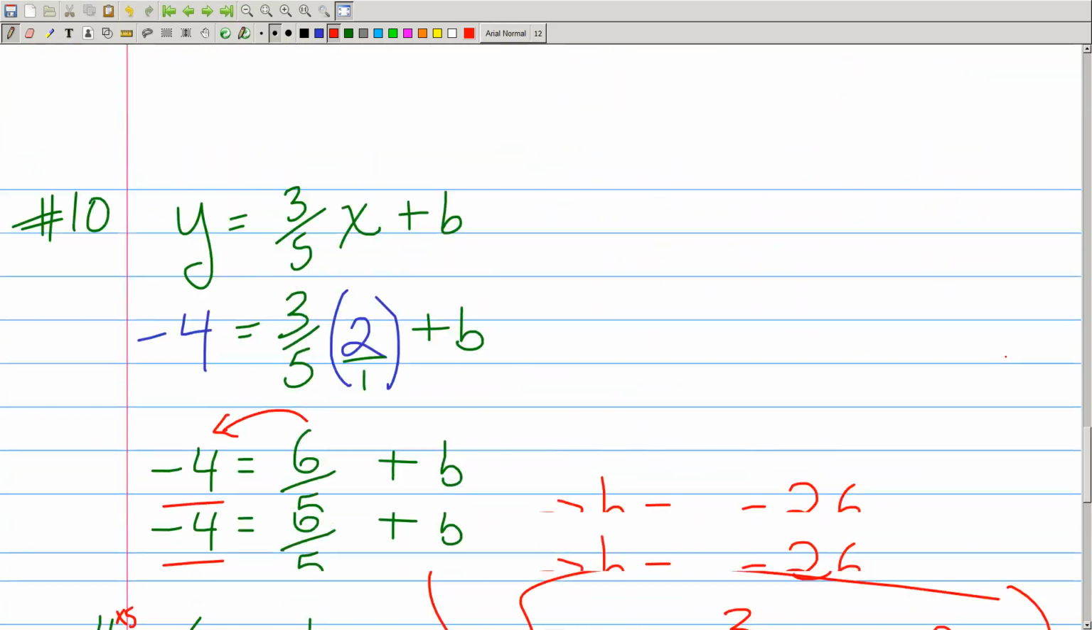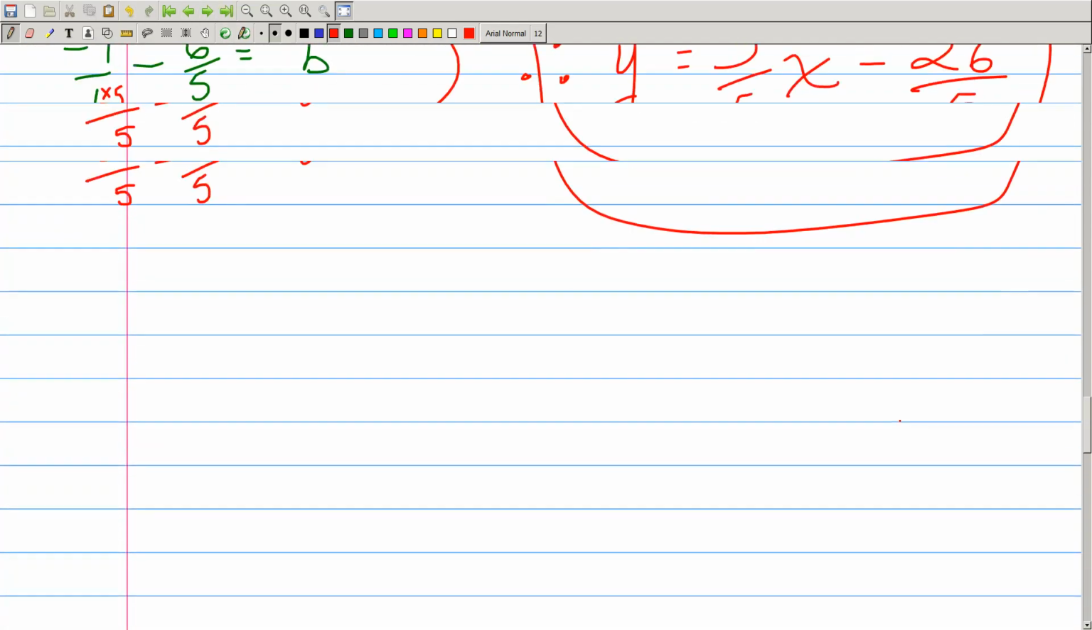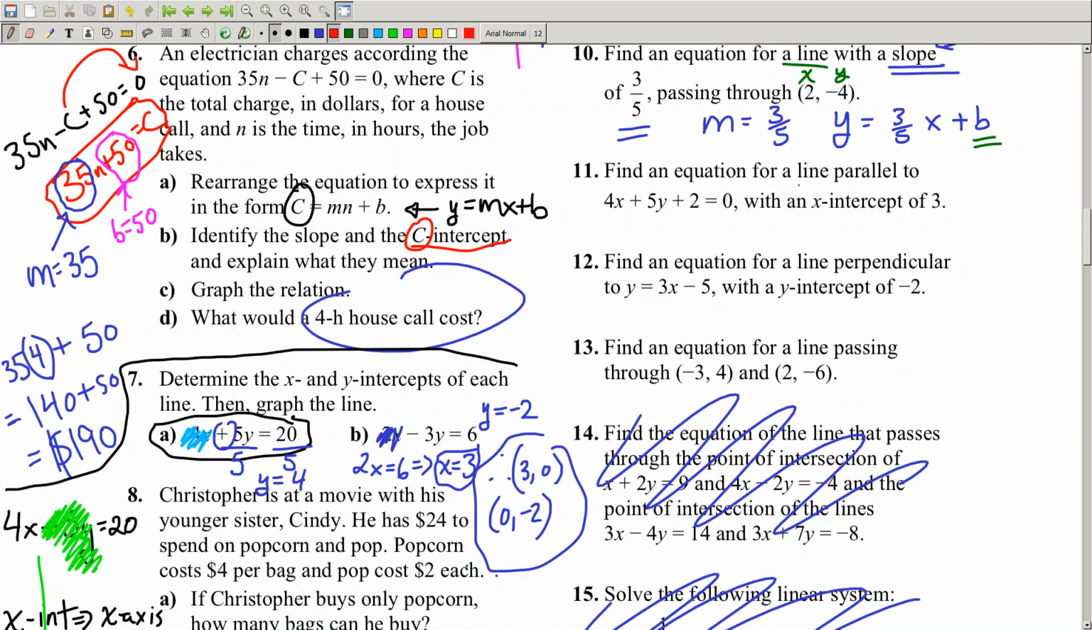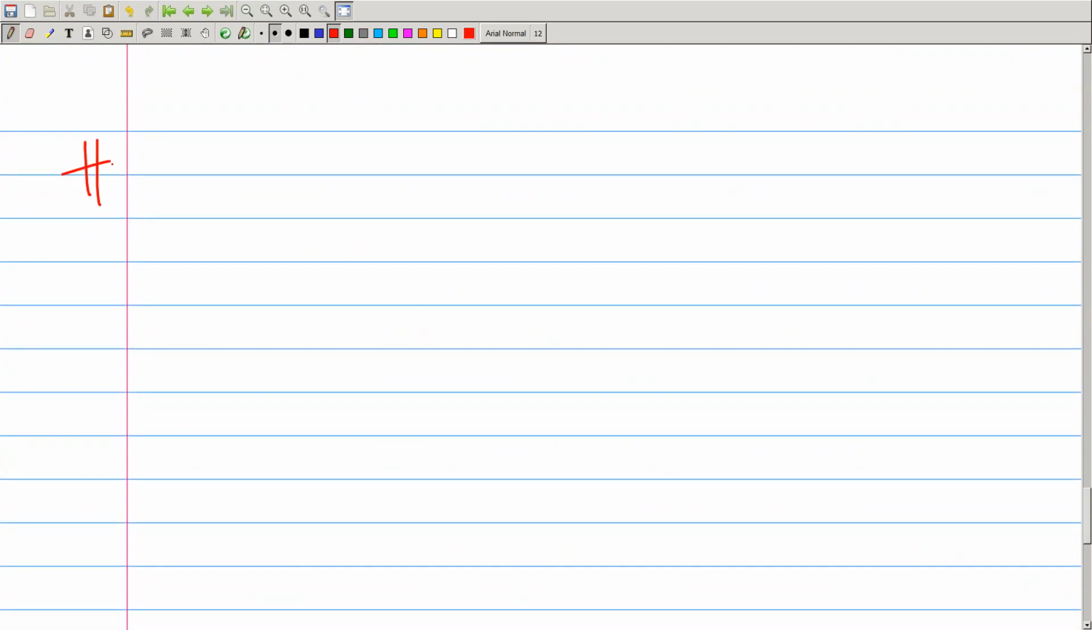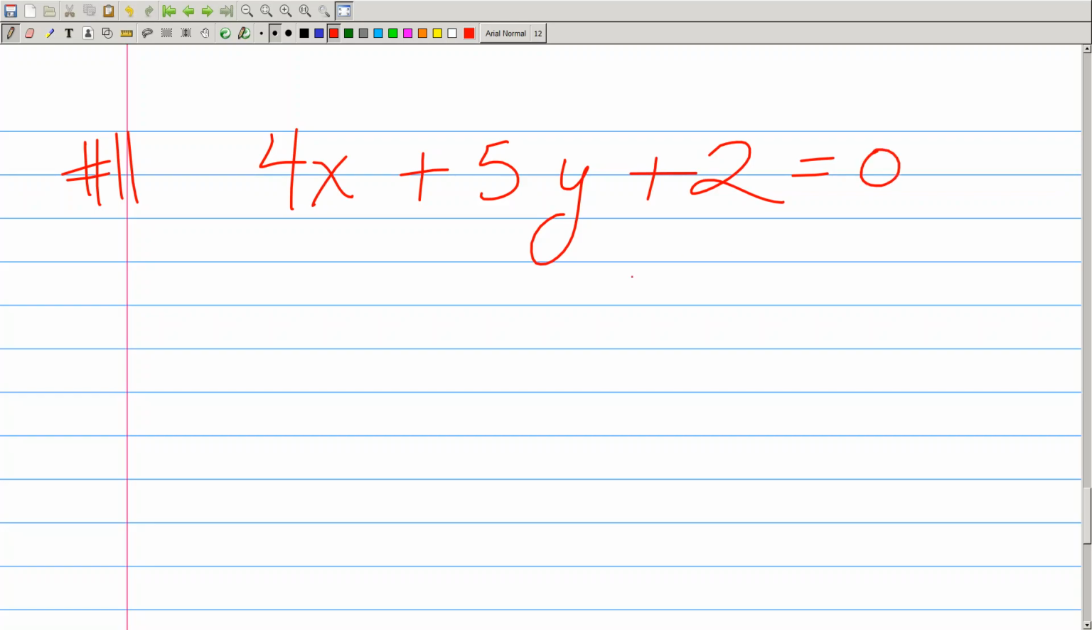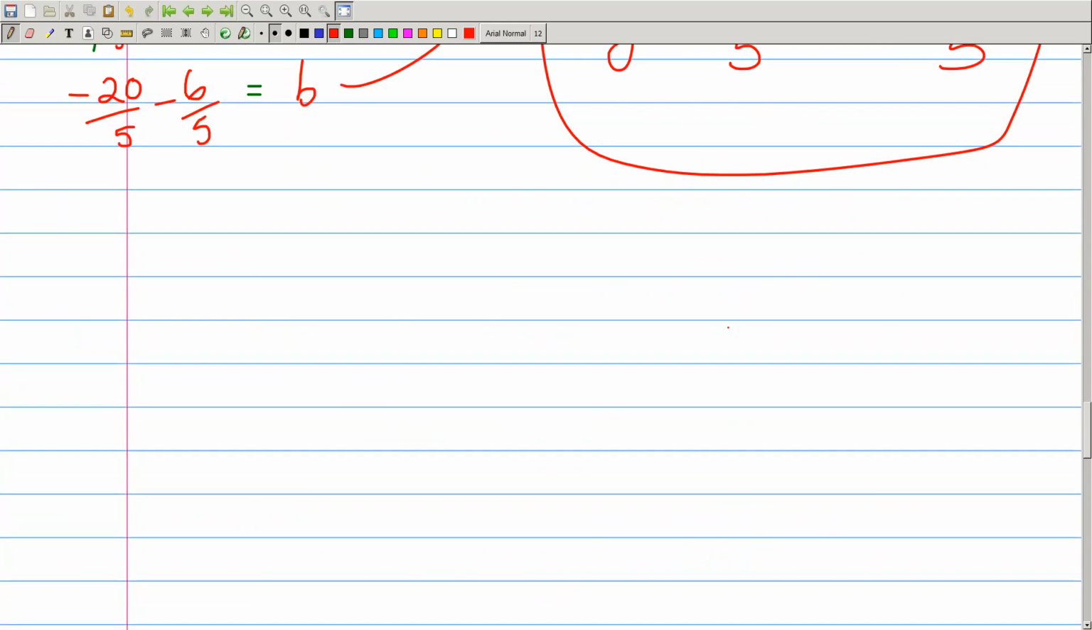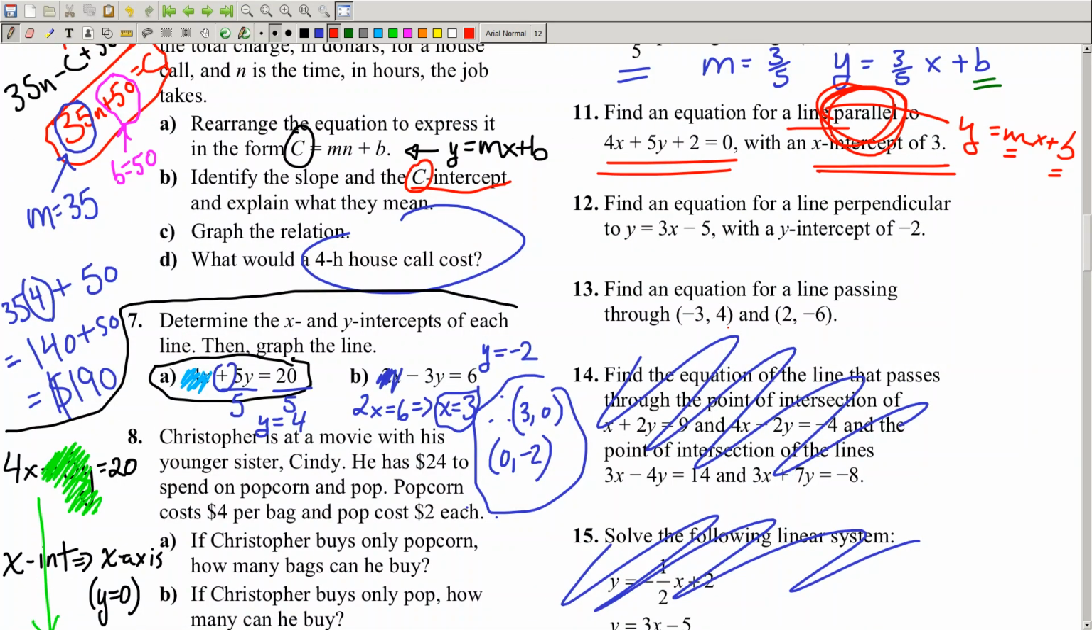Now we have to do number 11. Okay, so I'm going to do a next page. So here we go. Find the equation of a line, y equals mx plus b, so I need m and b, that is parallel to this line. It has an x-intercept of 3. Notice, it didn't say y-intercept. It said x-intercept. It's important. There's a distinction. So the equation is, number 11, 4x plus 5y plus 2 equals 0, and it has an x-int of 3.